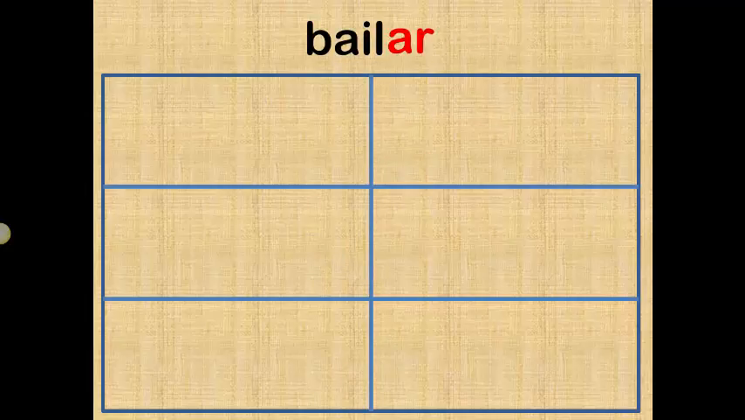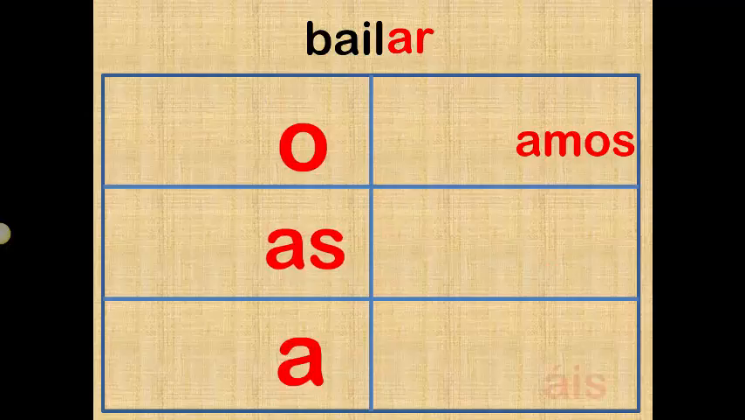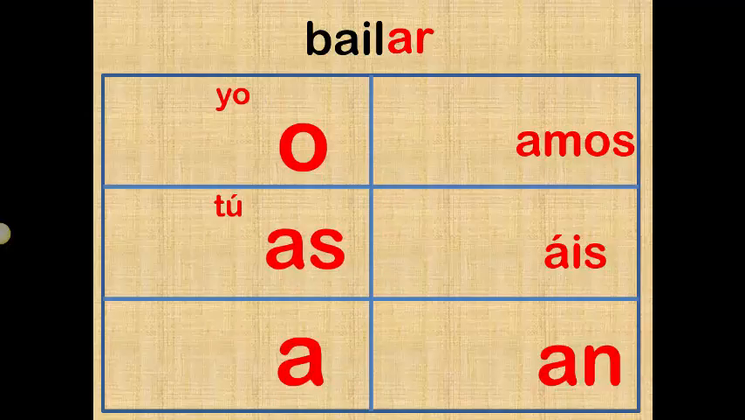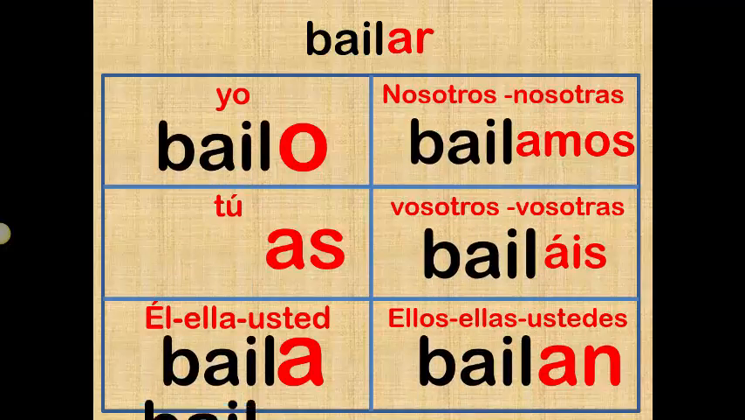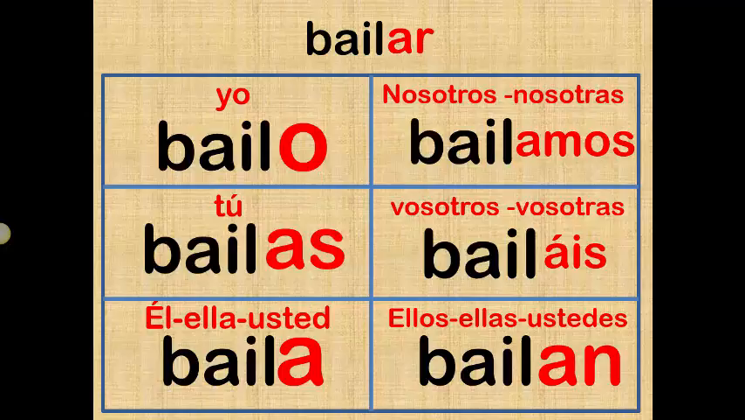The ending of the infinitive is ar, it's the verbo AR, and that's what we're looking at. It's just verbos AR today. And then here we go: o, as, a, amos, áis, an, and then here are our pronouns. Looks like we're missing one there. And bail: yo bailo, tú bailas, él baila, bailamos, bailáis, bailan. Yo bailo muy bien, tú bailas más o menos, ella baila excelentemente, etc.